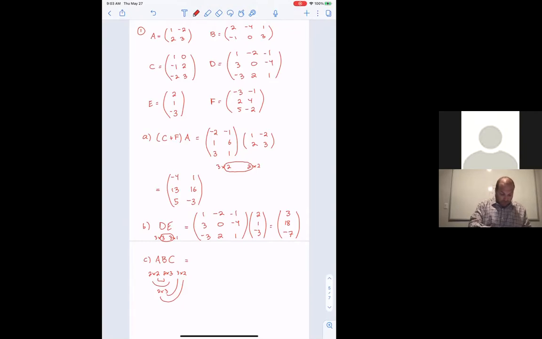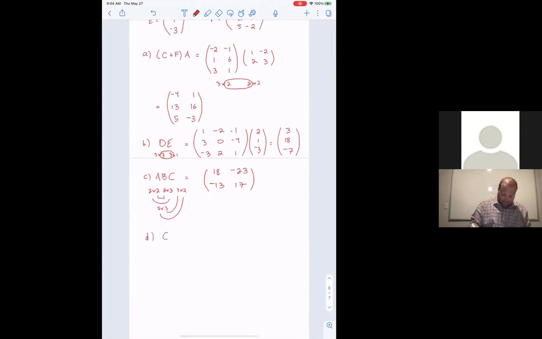Quit out, matrix, edit, go down to C. This one is a 3 by 2. 1, 0, -1, 2, -2, 3. Quit out, back to matrix, enter A, back to matrix, enter B, back to matrix, enter C, hit overall enter, 18, -23, -13, 17.